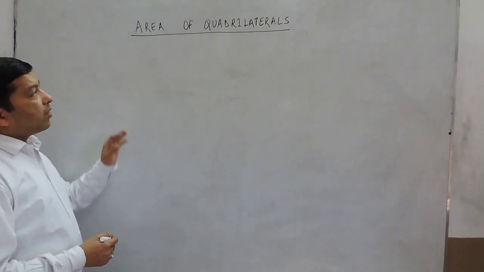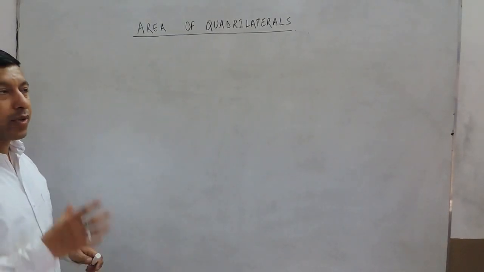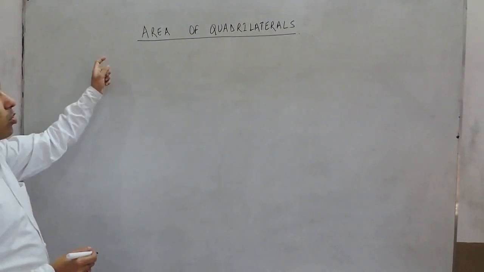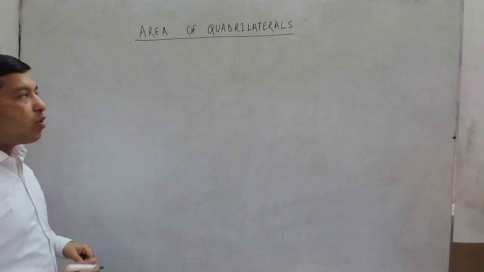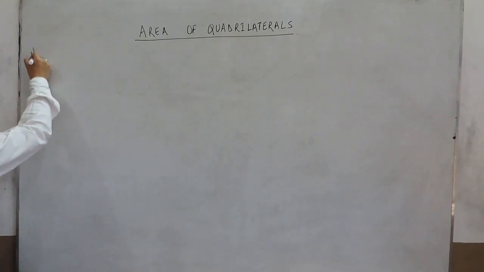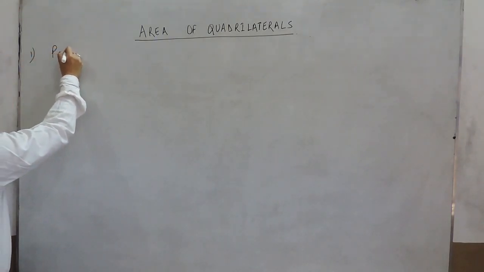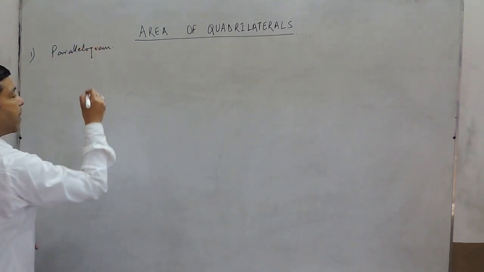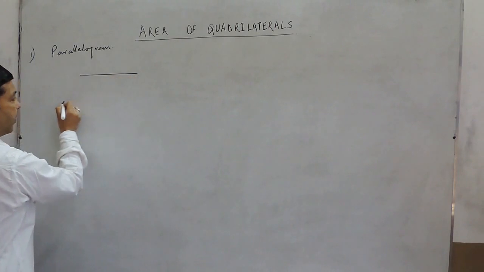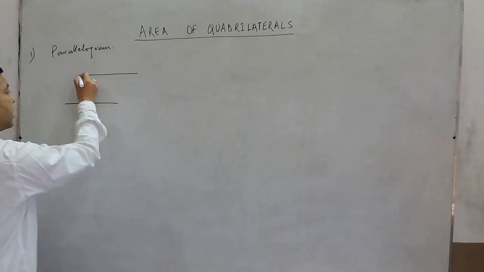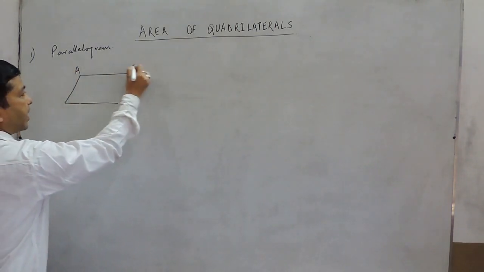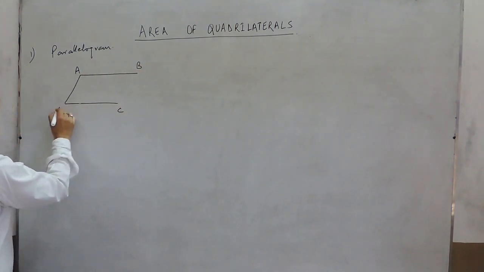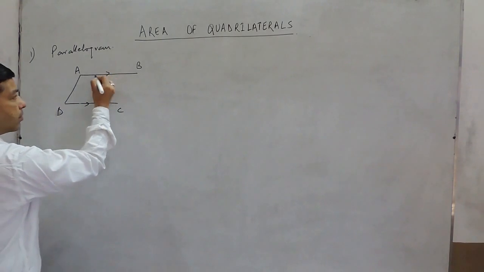Hello everyone, as we have already discussed the area of a rectangle and the area of a square, today we are discussing other figures which are basically four-sided figures. The first such figure is a parallelogram. When I say a parallelogram, that means these two sides AB and CD are parallel to each other.